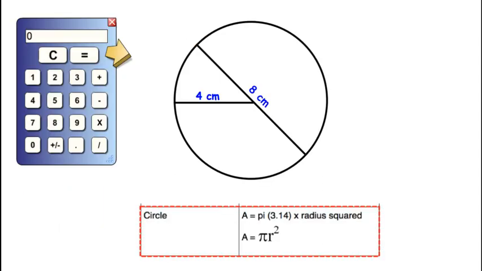Okay, we're now going to get into an actual problem where we're solving the area of a circle using our handy dandy formula. So what we need for this formula is we need to know what the radius is, or what r is.